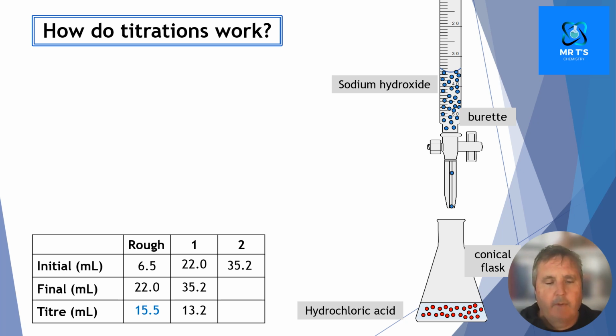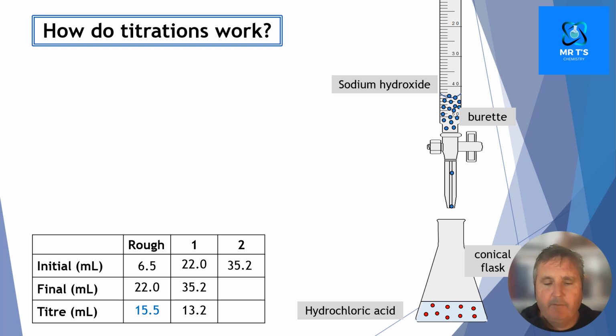So let's take a reading just before we start. We're starting here at 35.2, so I write this. This is my second titration here, so I'm going to write this as my initial reading, and I'm going to add some solution. Watch this carefully. What happens to the amount of particles that leave the burette? What happens to the amount of hydrochloric acid particles that are left in the conical flask? Let's add them. And there we go.